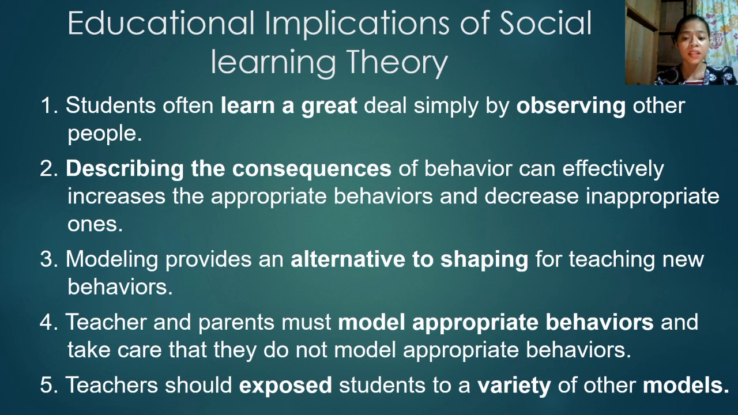To promote effective modeling, a teacher must make sure that the four essential conditions exist: attention, retention, motor reproduction, and motivation. And number four, teachers and parents must model appropriate behaviors and take care that they do not model inappropriate behaviors. Of course, teachers and parents must model well and not show inappropriate behaviors, because children will apply what they see. It results from how you raise your child, or how you, as a teacher, manage your students and how you teach them.